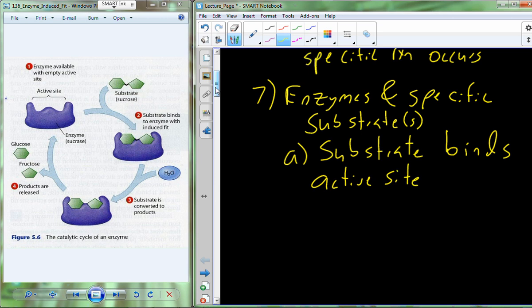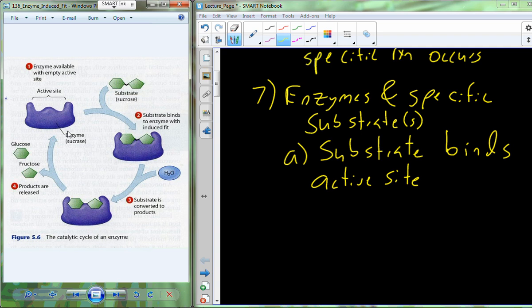So again, what kind of molecule are the enzymes? Are they carbohydrates? They're proteins. And what happens when we bind something to a protein? Change. Yeah, so we're going to change the shape, which leads to a change in the function. So with nothing bound at the active site, the enzyme is basically inactive.